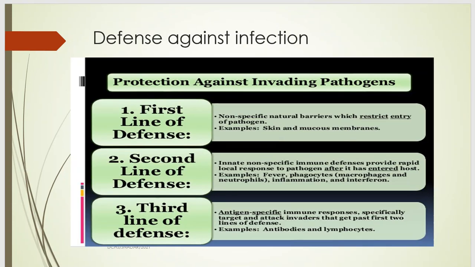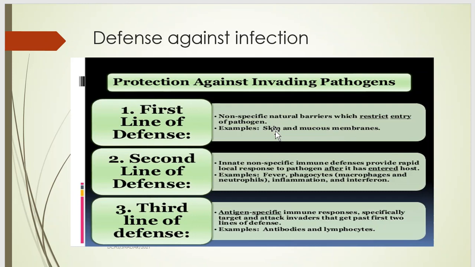And the last and final topic is our body's immune system. How are we protected against infection? There are 3 lines of defense that we have. The first line of defense is pretty much non-specific. It's like a general protection that we have: natural barriers which restrict the entry of the pathogen. Examples are the skin and the mucous membrane, and these are some of the areas that protect us from pathogens.